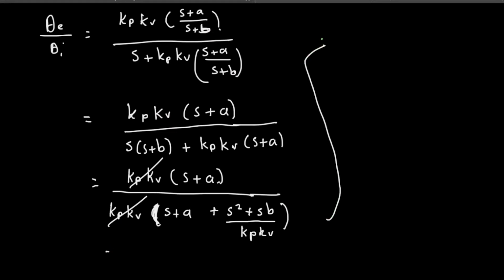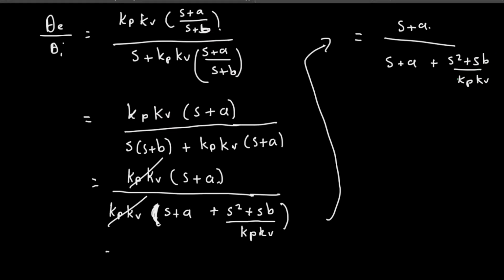So let's go ahead and continue here. If we simplify this one furthermore, now we have s plus a, and then s plus a plus (s squared plus sb) over Kp Kv. This is what we have right now.